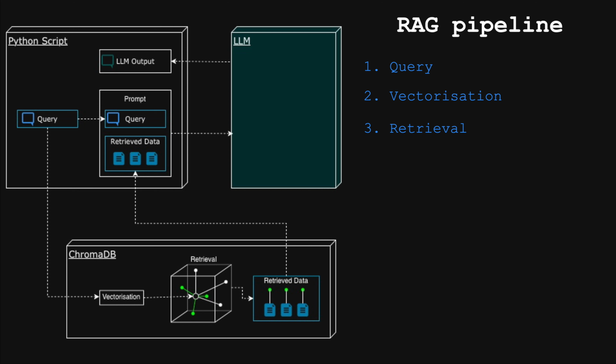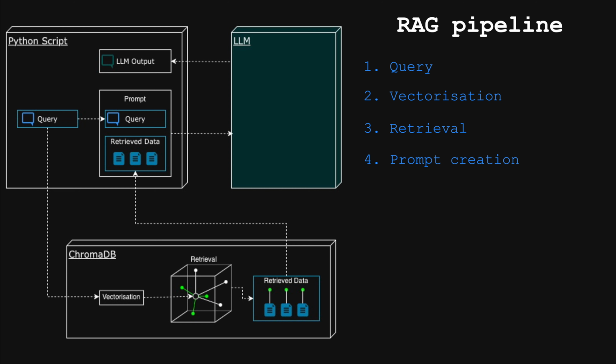Inside Chroma DB, you can see two main processes: vectorization, which turns text into high-dimensional numeric vectors, and retrieval, which finds the vectors that are most similar in meaning to the user's query. The result of that search is the retrieved data, snippets, documents, or context that relate to what the user asked. That retrieved data flows back into the Python script. The script then constructs a prompt for the language model, combining the user query with the retrieved information from Chroma.